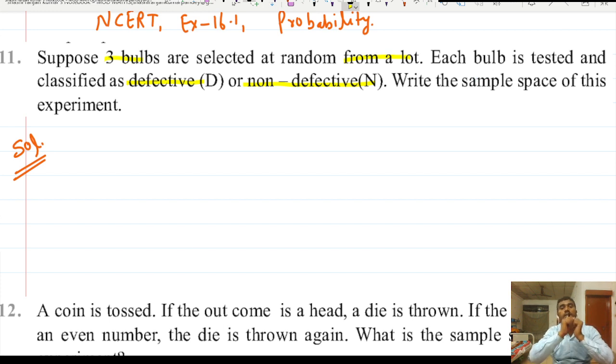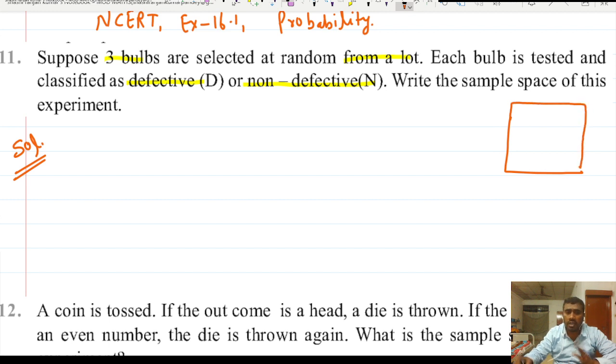Now in this case, you select the first bulb and test it, let us suppose, and keep it. Then the second bulb is tested, then the third bulb is tested. So what are the possibilities in this case? We have a lot, and in the lot many bulbs are kept, let us suppose in a box or a bag, whatever you can think. So we have many bulbs here.